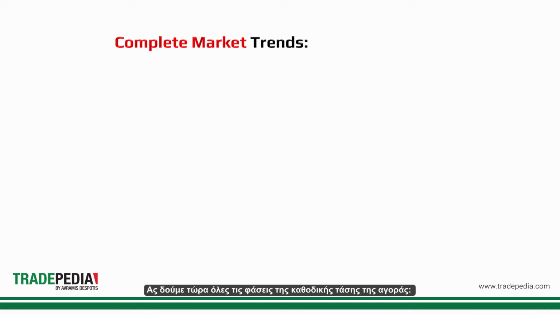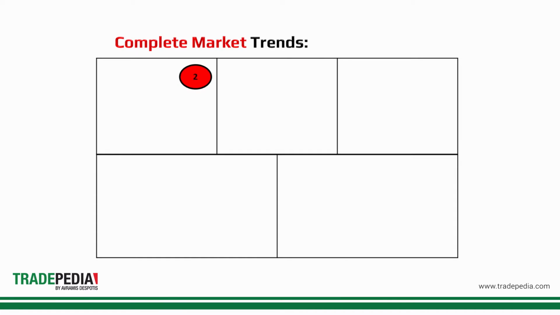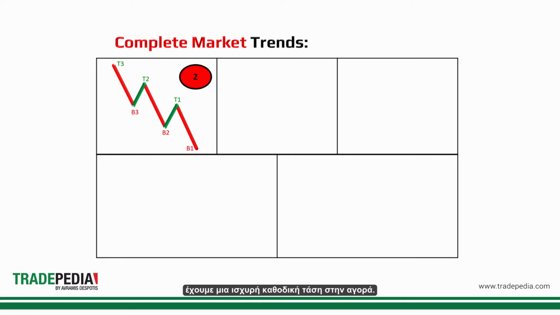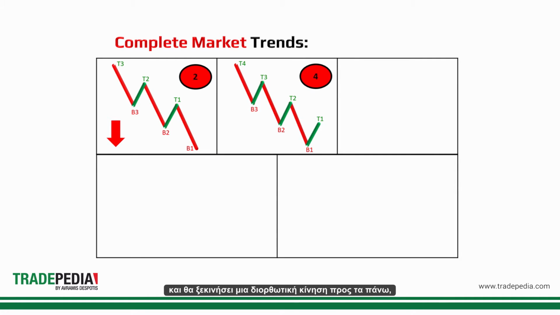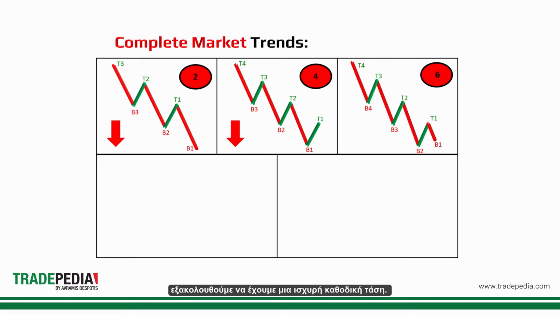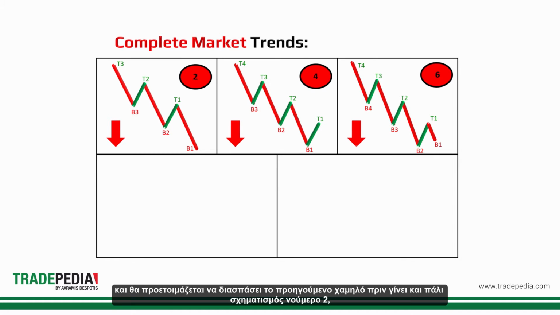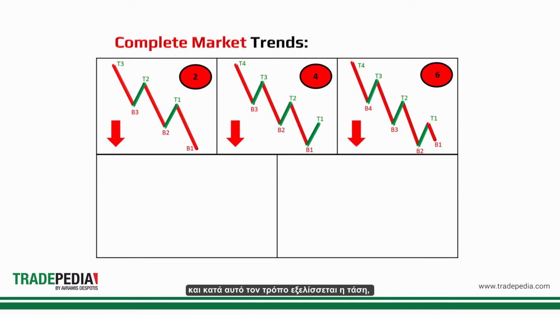Now, if we were to look at all the phases of the market downtrend, in pattern number 2, we have a strong downtrend in the market. After pattern number 2, what will happen? The market will make a bottom and start correcting upwards, leading us to pattern number 4. In this case, as long as T1 remains below T2, we continue to have a strong downtrend. And as long as the downtrend continues, the market will confirm a lower top at T1 and prepare to break the previous low before becoming a number 2 again. And this is how the trend flows from 2, 4, 6, and then back to 2.